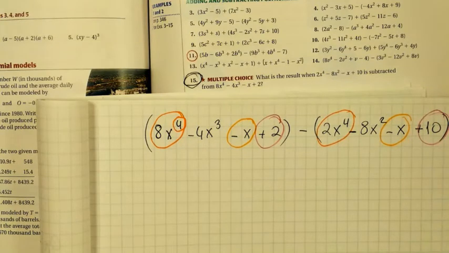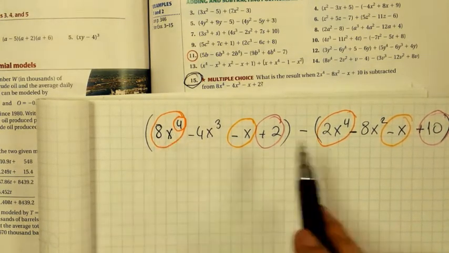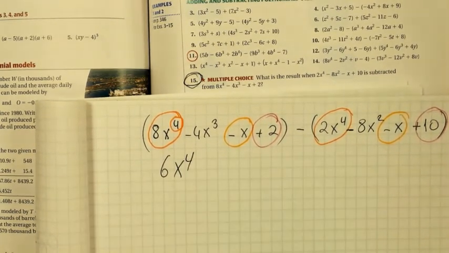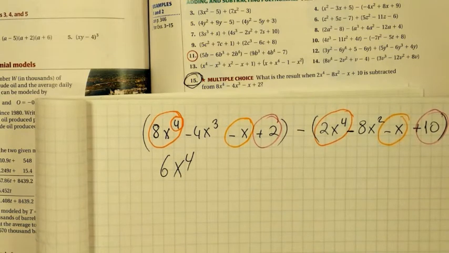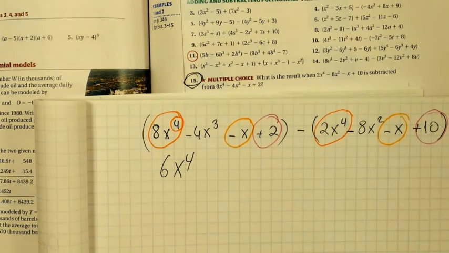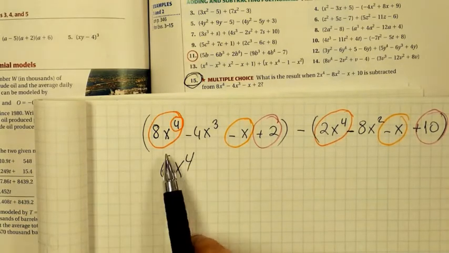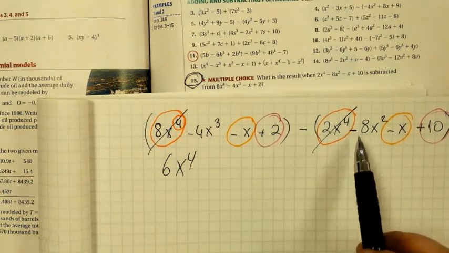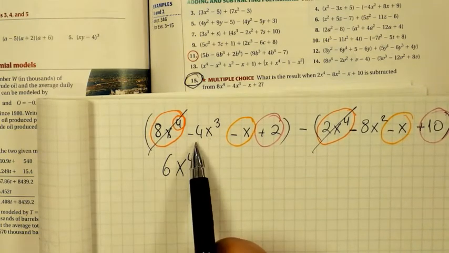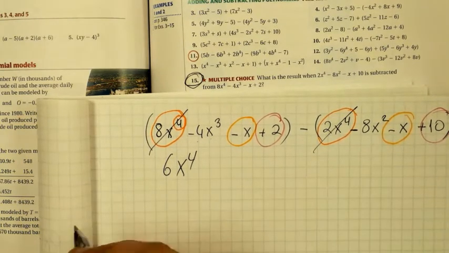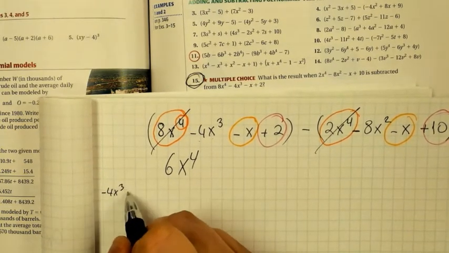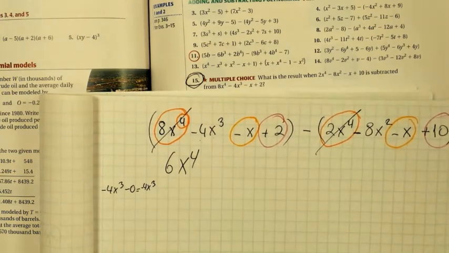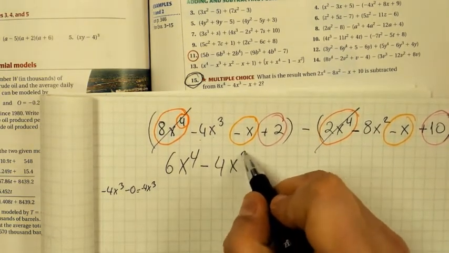And let's see. 8x to the fourth minus 2x to the fourth is 6x to the fourth. One thing I'm going to recommend you guys is go with the order of the exponents. The next term I have is negative 4x to the third, but I don't have any like terms. So negative 4x to the third minus 0 is still going to give me negative 4x to the third.